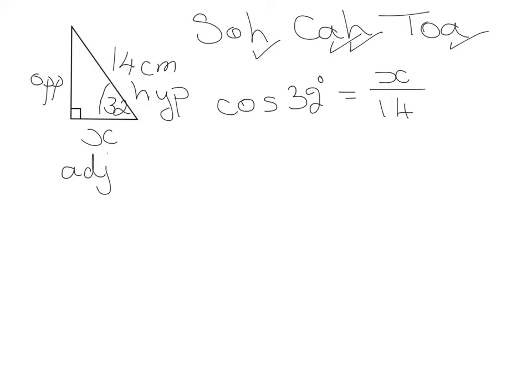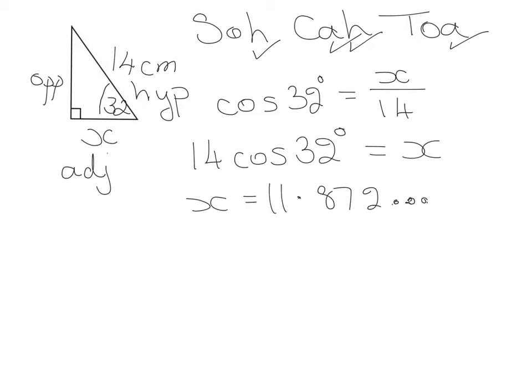So filling in what we know, the cosine of 32 degrees is equal to the adjacent, which is what we're trying to find out, divided by the hypotenuse, which we know. So to get rid of our fraction, we multiply by what's on the bottom. So we've got 14 on the bottom, so we're going to multiply both sides by that. So we're going to get 14 cos 32 degrees is equal to x, and that's what we're going to put into the calculator. So we get 11.872.